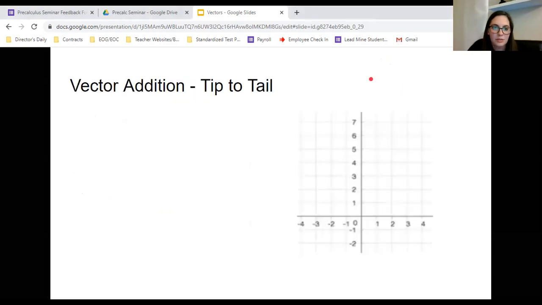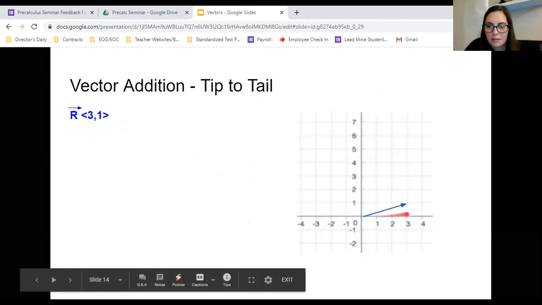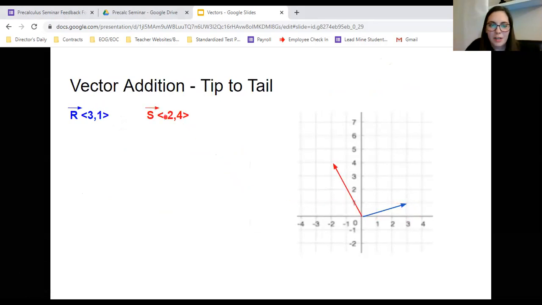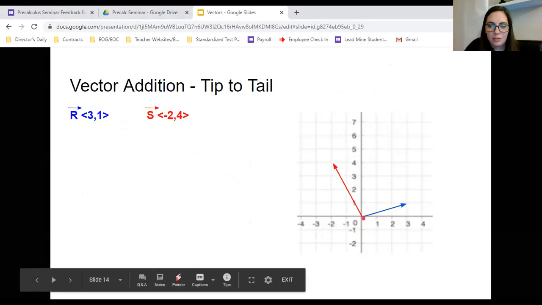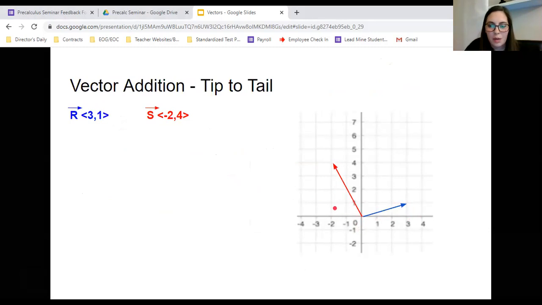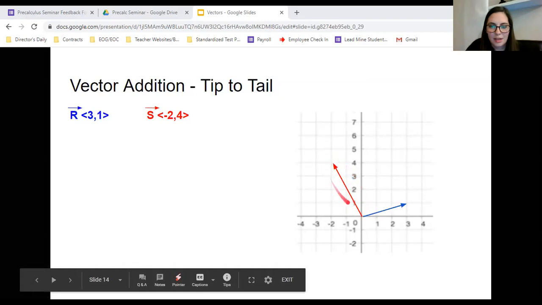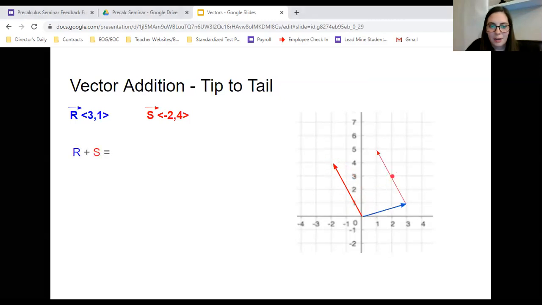We will go ahead and move on to vector addition. With vector addition, the name of the game here is tip to tail. I'm going to have vector R, 3, 1, which is over here. So I've got my x component 3, my y component 1, and then I have my vector S, which is going to be -2, 4, so my x component -2, my y component 4, and I want to add those together. The way that I'm going to do that graphically is I'm just going to take this red vector, or this second vector, and I am going to slide it over here.